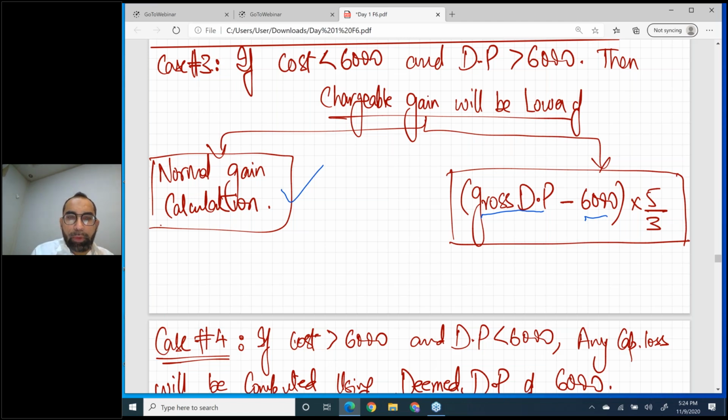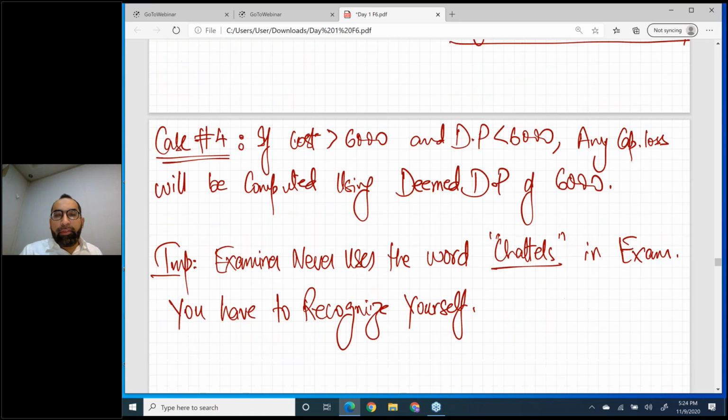Now, case 4. If cost is greater than 6 and DP less than 6, that means it's a case of loss. For example, cost is 9,000 and DP is 4,000. Cost is 9, DP is 4. So definitely you can see the loss. Now how to compute loss in this case?